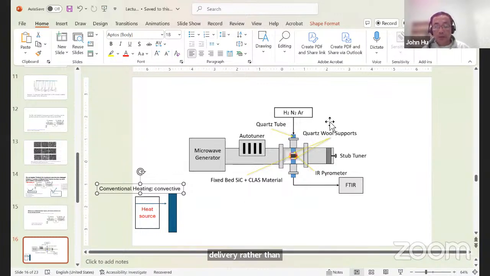Okay, so this basic cartoon shows how we do the microwave chemical looping, and we also have an IR as the online analyzer. When ammonia shows up, we analyze it instantaneously with the online IR. All the data I'm going to show you next comes from this experimental configuration.